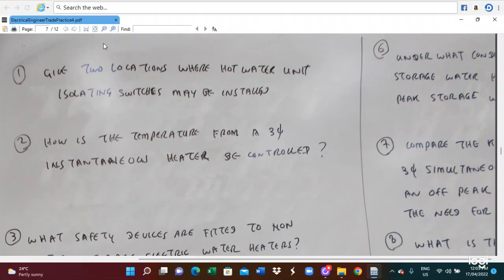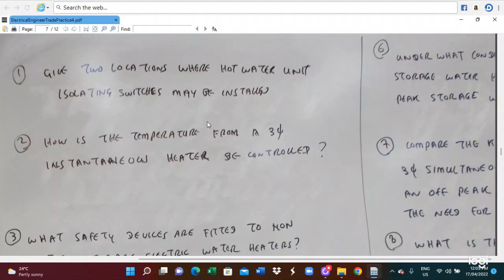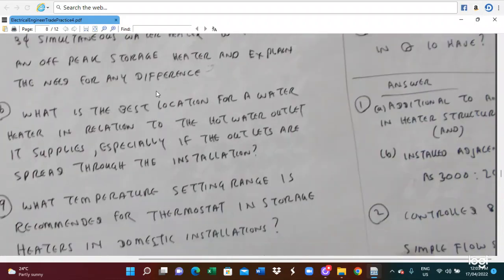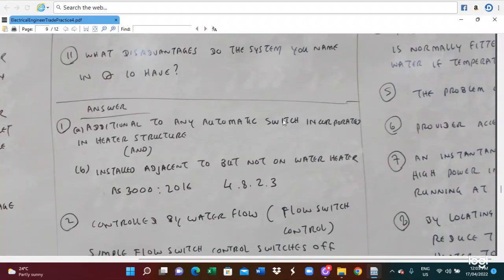So this is a question and answer. Give the location where the hot water unit isolating switch may be installed. The answer is: additional to any automatic switch incorporated in the hidden structure, or installed adjacent but not on the water heater. The approximate AS is 3000, 2018 temperature, 4x8x2x3.